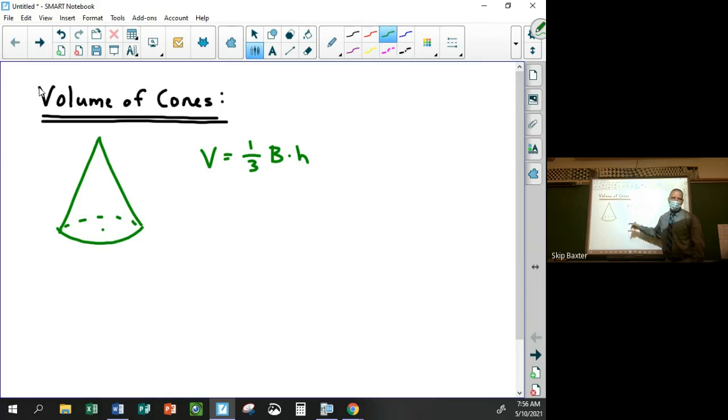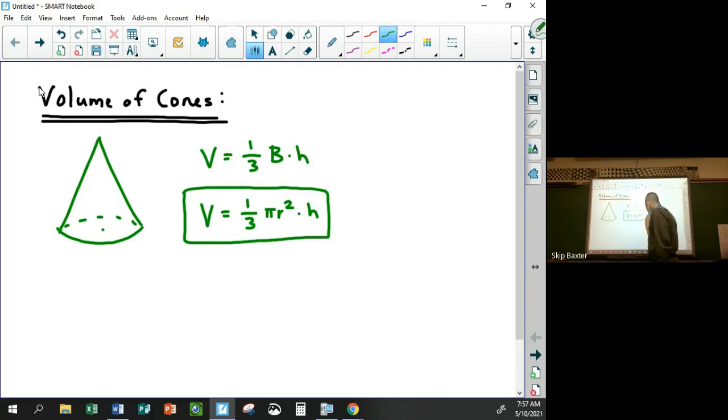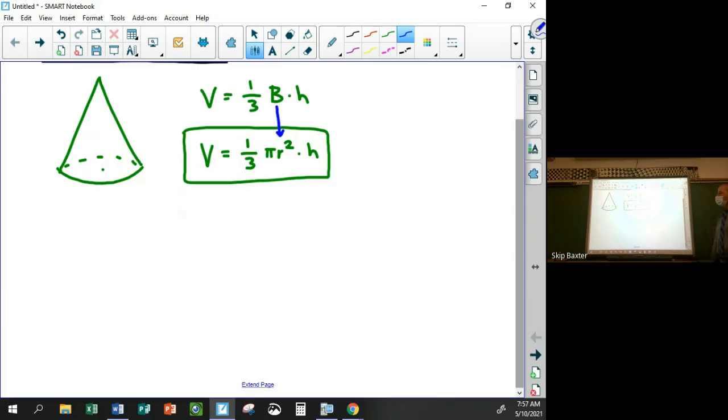But what is B in this case if it's a cone? What's capital B in this case? Pi r squared. So this is just going to be 1/3 pi r squared times h. That's it. That's the formula. Capital B, that's the area of the base. And in the case of a circle, it's pi r squared. So that's the volume formula for a cone.